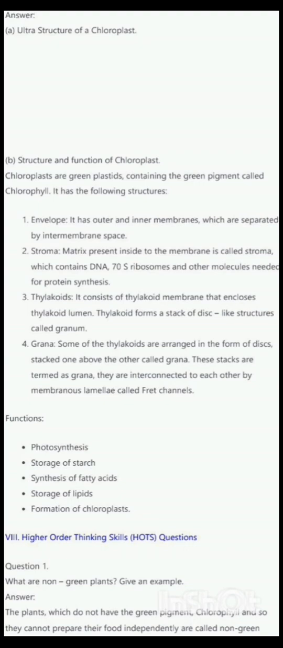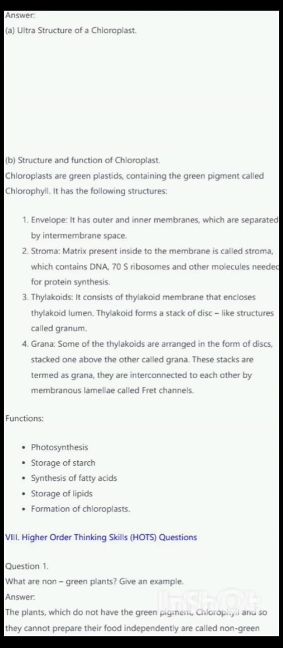1. Envelope: it has outer and inner membranes, which are separated by intermembrane space. 2. Stroma: the matrix present inside the membrane is called stroma, which contains DNA, 70S ribosomes and other molecules needed for protein synthesis. 3. Thylakoids: it consists of thylakoid membrane that encloses thylakoid lumen. Thylakoids form a stack of disc-like structures called granum. 4. Grana: some of the thylakoids are arranged in the form of discs, stacked one above the other. These stacks are termed grana, and they are interconnected to each other by membranous lamellae called fret channels.